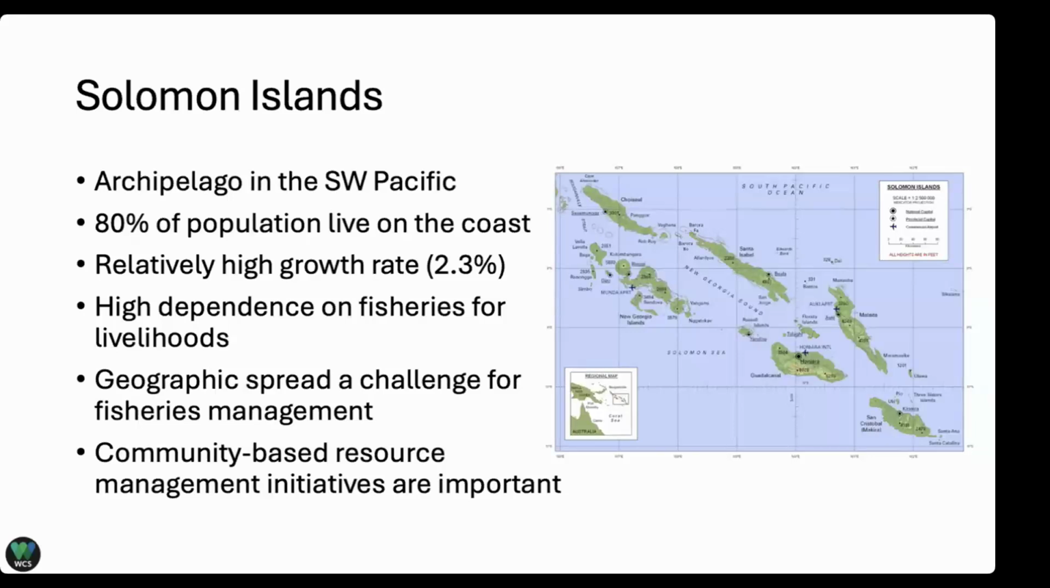So there's quite a bit of a high dependence on fisheries for sustaining food and income, which is very typical of Pacific countries. The geographic spread of the country presents a challenge for top-down management approaches, especially for the Solomons, where enforcement capability is quite limited. So this highlights the importance of having community-based resource management approaches for ensuring better management of our resources.